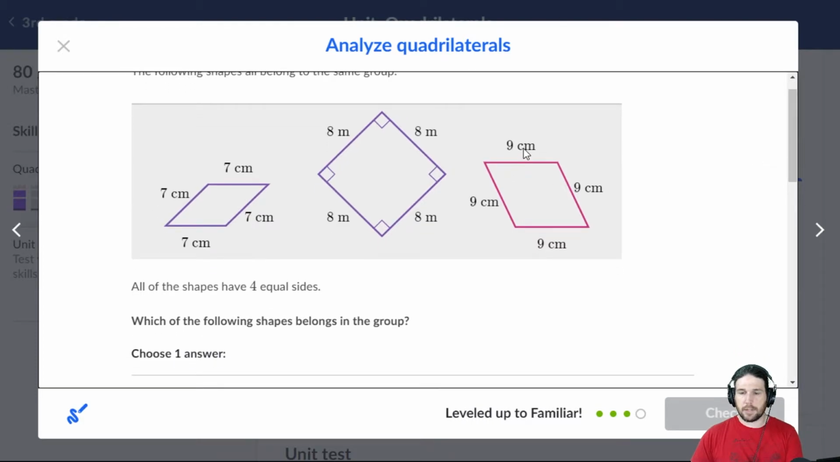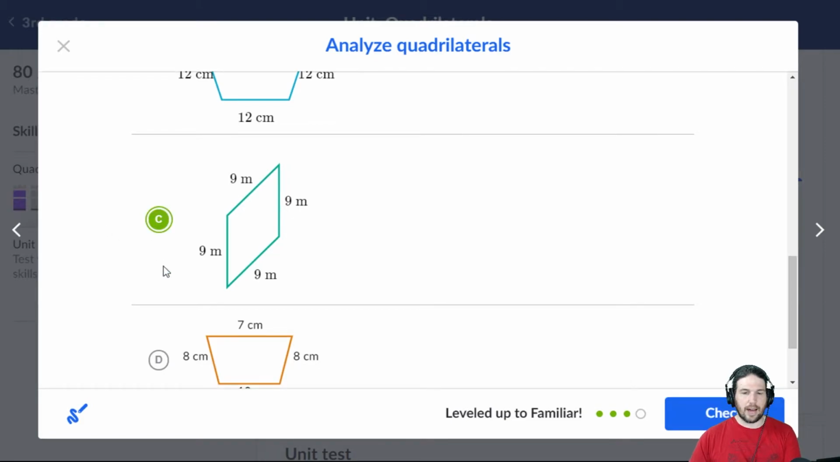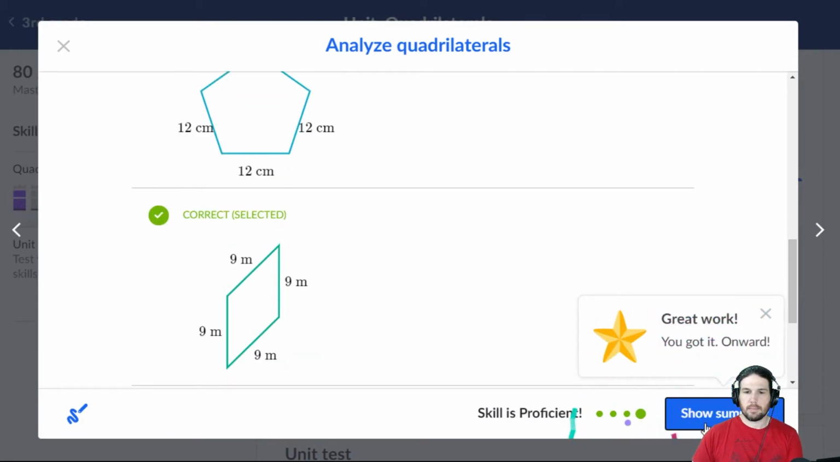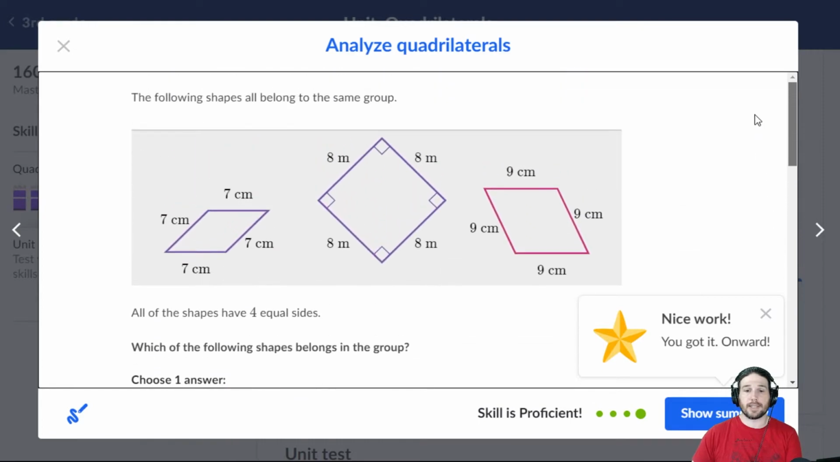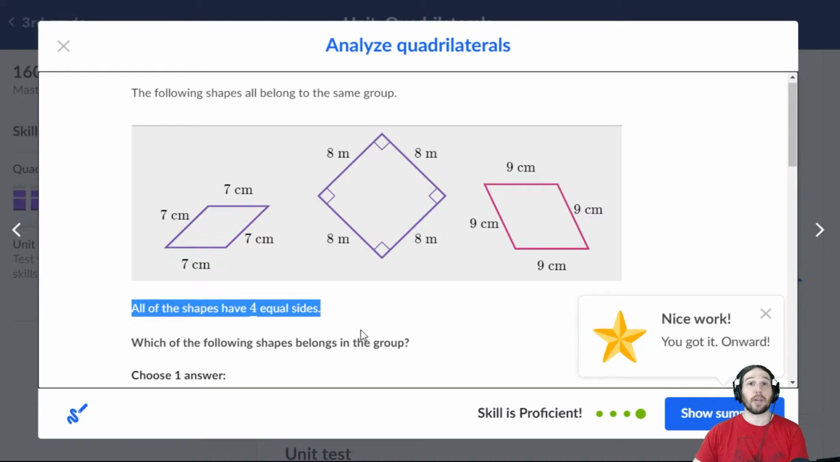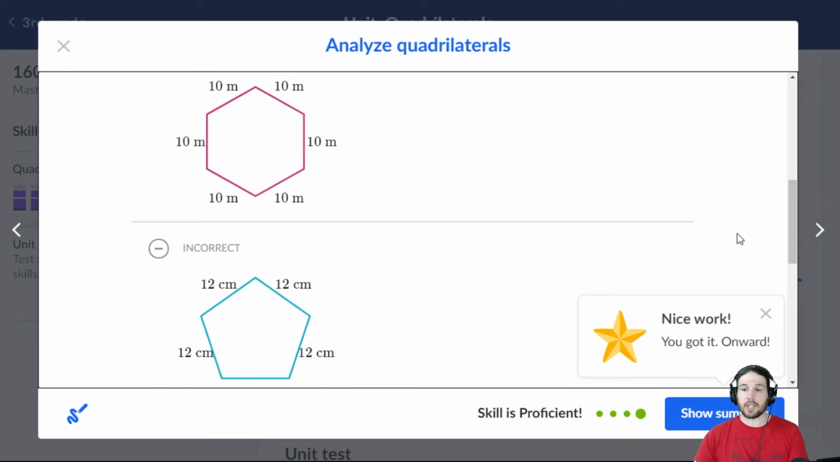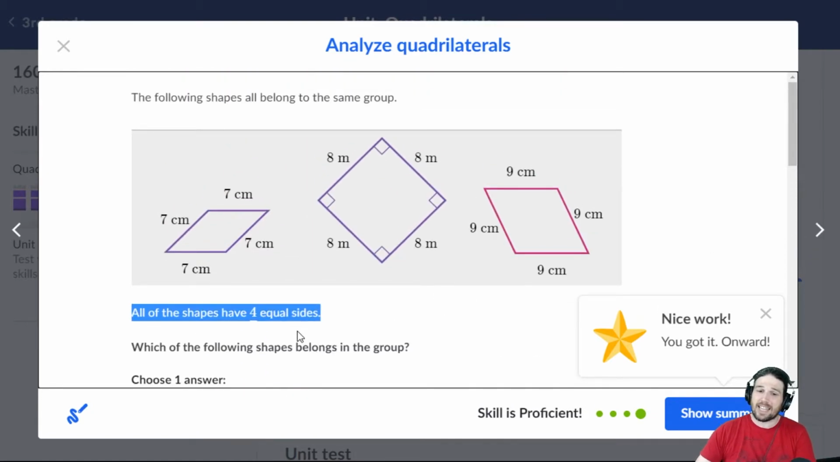Same deal. These all have the same sides, relative to themselves. So that rhombus right there fits right in. Although I would go so far as to say, it specifically says that all of the shapes have 4 equal sides. That's very, very important because if it was just all equal sides, then A and B might work as well. But it does specifically say that all of the shapes have 4 equal sides. So I was going to complain. I will now withdraw that complaint.